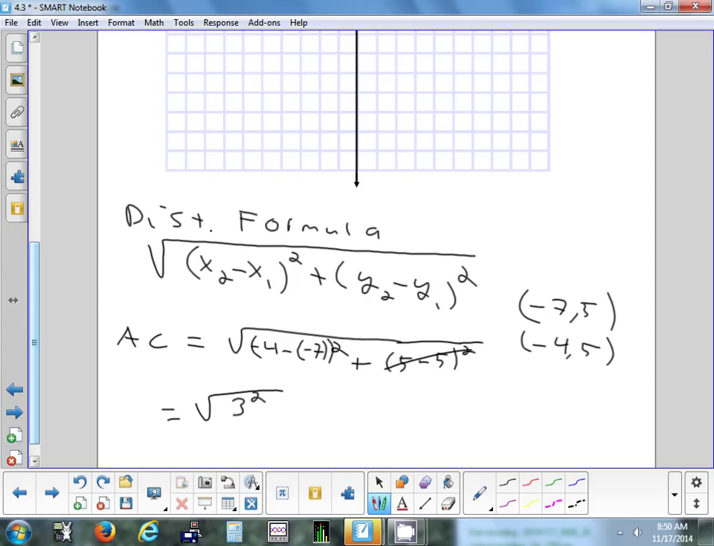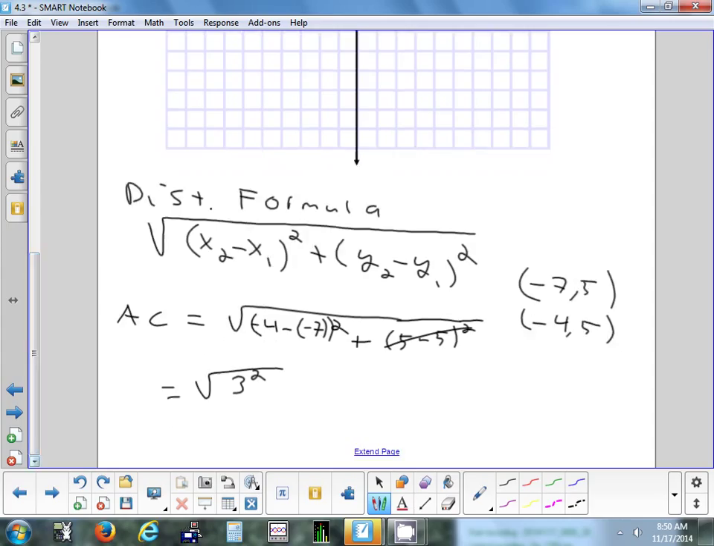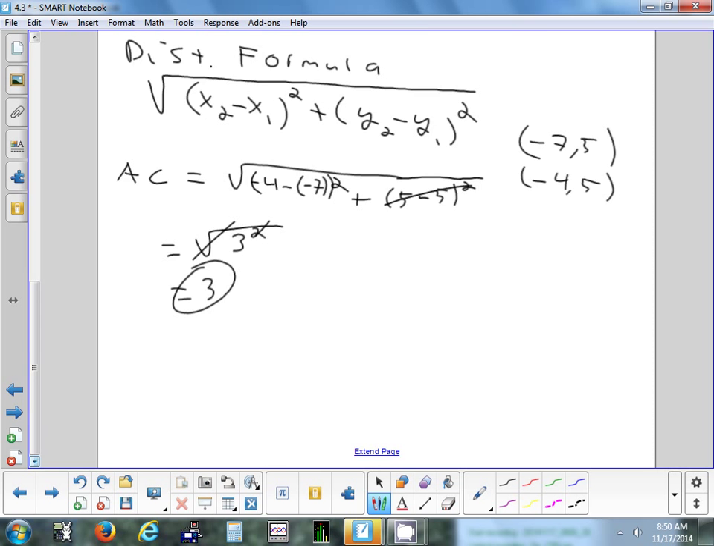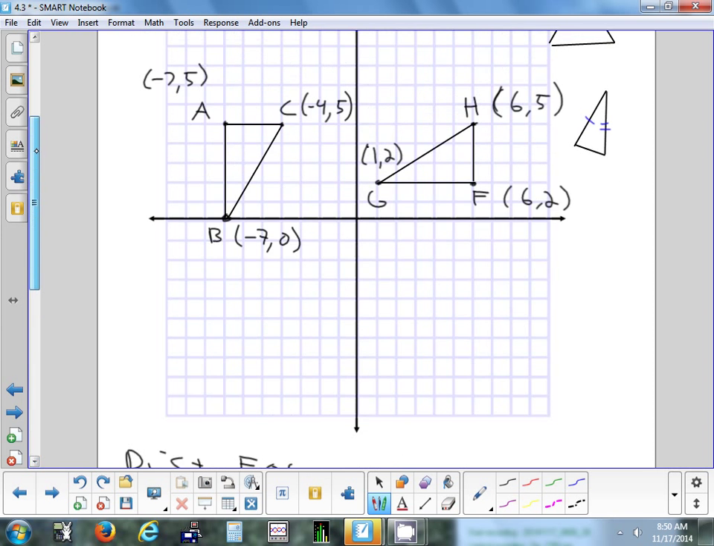Okay. Well, since the second part canceled out, this really simplifies. When you take the square root and square, what do those two things do to each other? Yeah, they cancel out. So after all that work, all you end up with is 3 units. On the other side, we'll just count that. We could use the formula, but we don't need to. Okay, let's find AB.